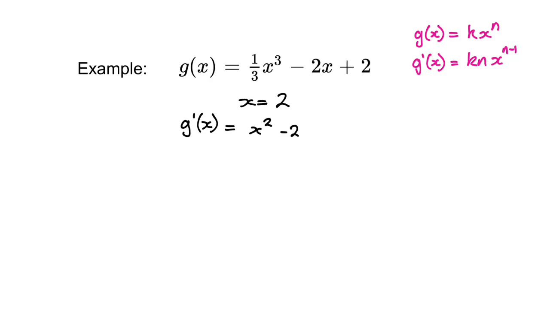Now we just put in our value of 2, so our g prime of 2 is going to be equal to 2 squared minus 2. 2 squared is 4, 4 minus 2 is 2, so our derivative at x equals 2 is also equal to 2.